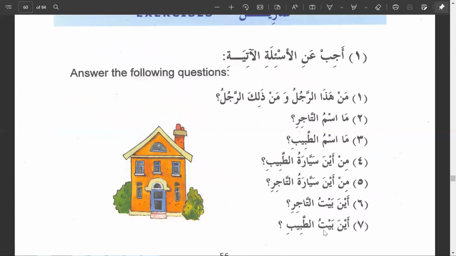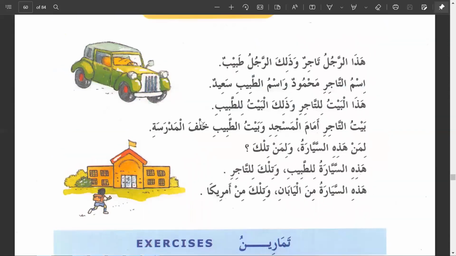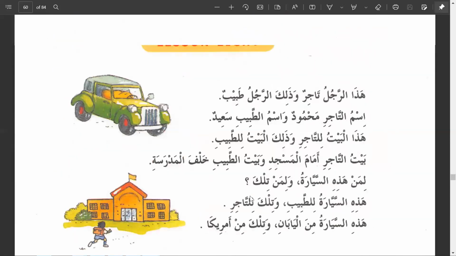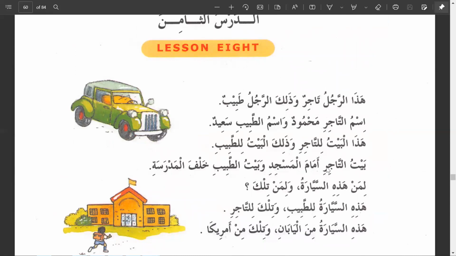Khalfa al-madrasati. So, baitu tabibi khalfa al-madrasati. Over here, look. One fragment of idafa is the mubtada, the subject of the sentence, and one fragment of idafa is the khabar of the sentence. So, one sentence has two fragments of idafa. One is the subject and the other is the khabar, or the information.